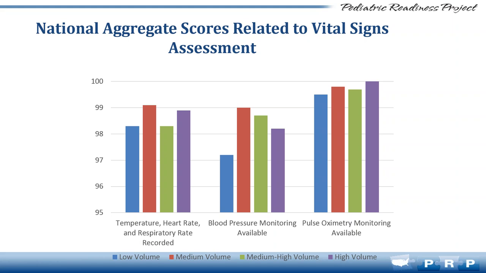But when it comes to blood pressure monitoring and pulse oximetry, while monitoring is available, they may not actually be recording blood pressure or pulse ox on every single child. This may be because of challenges during the triage process in obtaining these particular measures based on the size or availability of equipment, or it may be related to a lack of understanding that this is actually a critical measure to take in terms of identifying the child that may be at risk for deterioration.